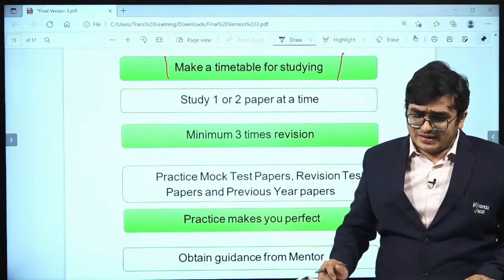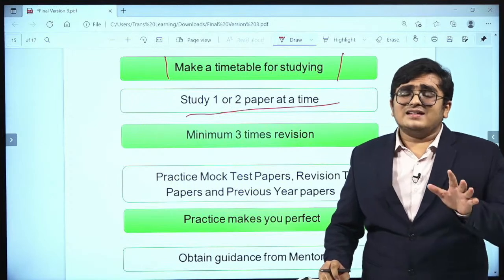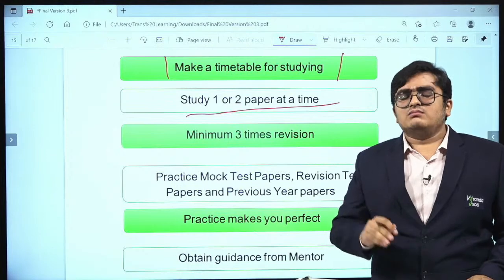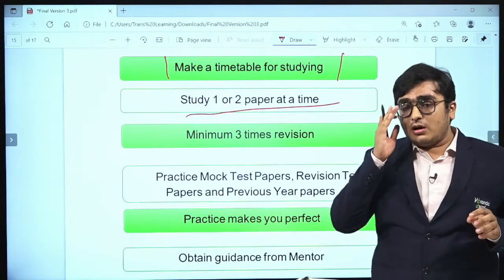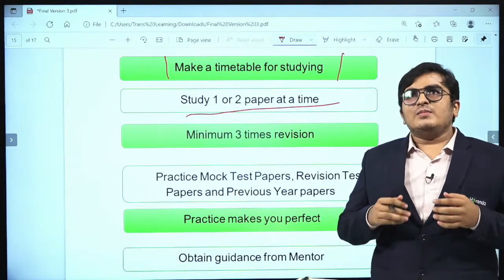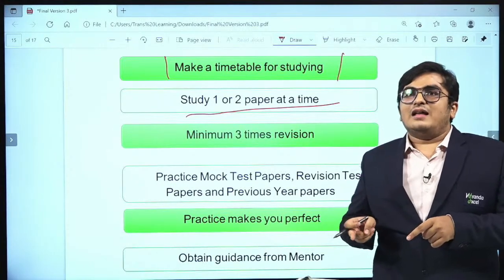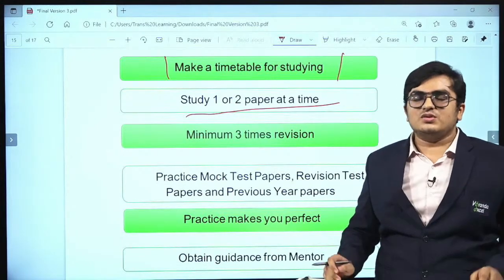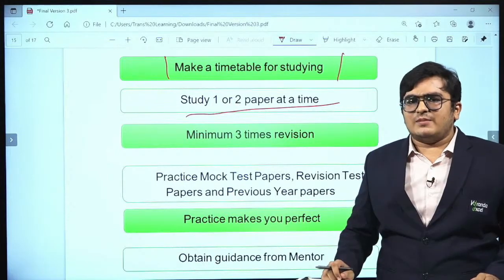Then study 1 or 2 papers at a time. That is very necessary. At one point of time, doing only one is suggested, max 2 papers. If you go about doing all the 4 papers in one shot, you will get confused. You will be like, okay, the Indian Contract Act came in paper 4, and then theoretical frameworks came in paper 3. You won't be able to bifurcate, and you will end up confused in the examination hall.